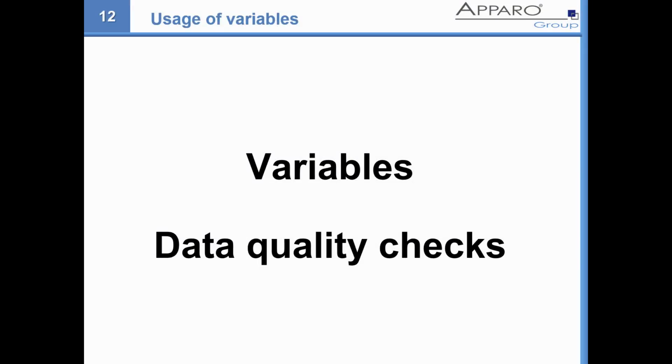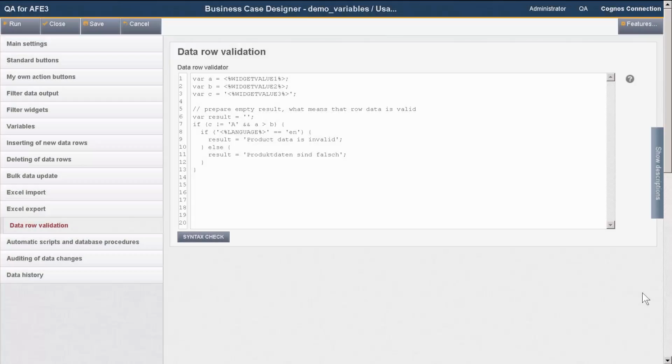Usage in variables and data quality checks. A further possible use is the data row validation. The widgets here are validated depending on each other. Widget reference variables are always used, but it's also possible to use all other types of variables.